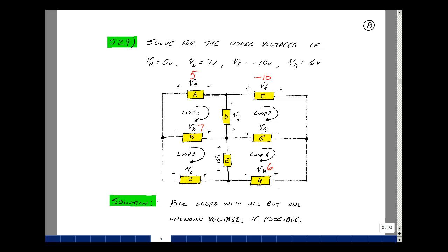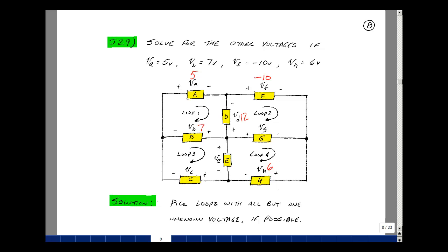Let's try loop number 1. If we go around in a clockwise direction, we could take all of the rises in voltage and set them equal to the drops. So here's a drop of V sub A and a drop of V sub B. I'll put that on the right-hand side of the equation. There's a rise in voltage of V sub D. So V sub D is equal to V sub B plus V sub A. Now V sub B is 7 and V sub A is 5. V sub D here is equal to 12 volts.